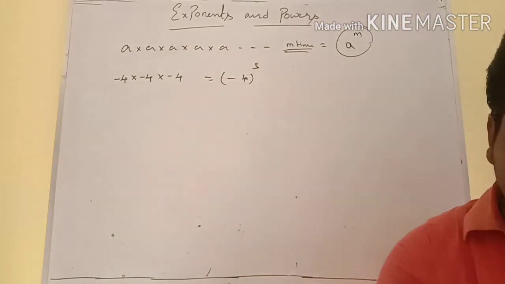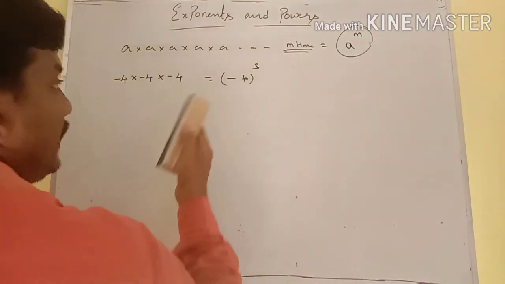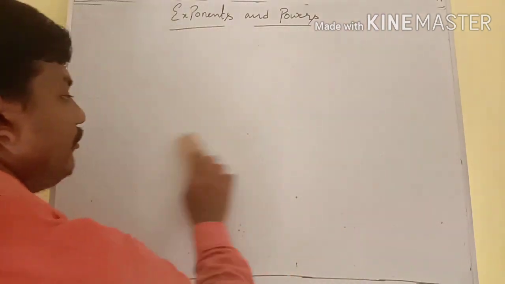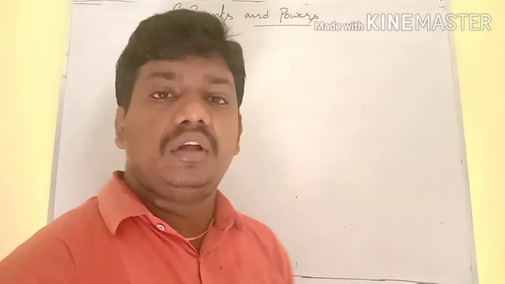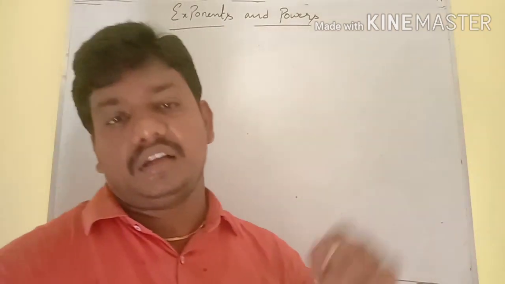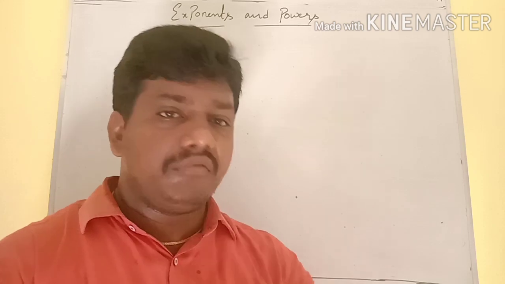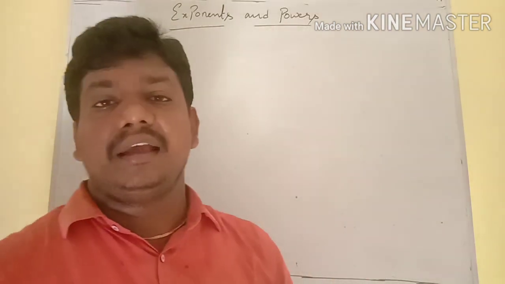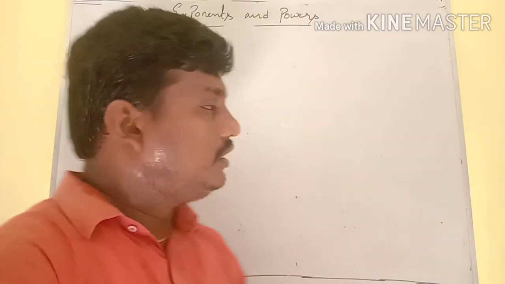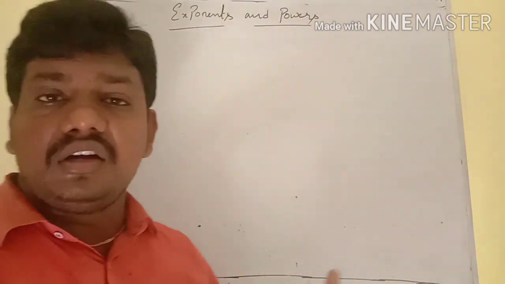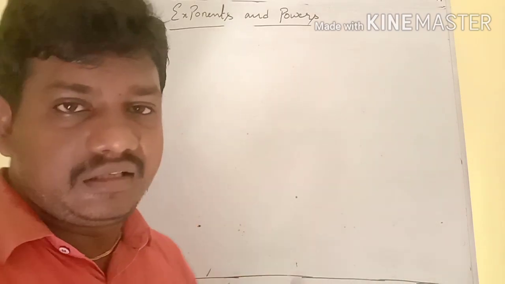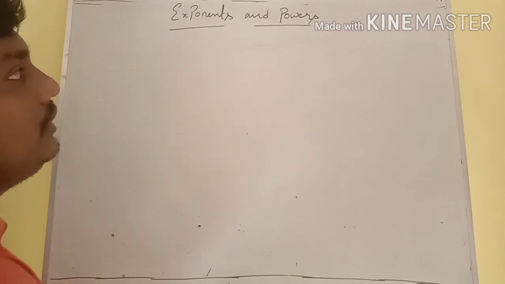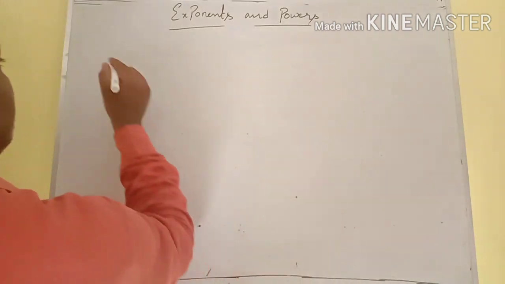Okay, now where exactly are exponents used? They have very wide applications. We can express large amounts of data or very small amounts of data easily in the form of exponents. Now how do we represent a large amount of data in the form of exponents? Let me consider the diameter of the sun.